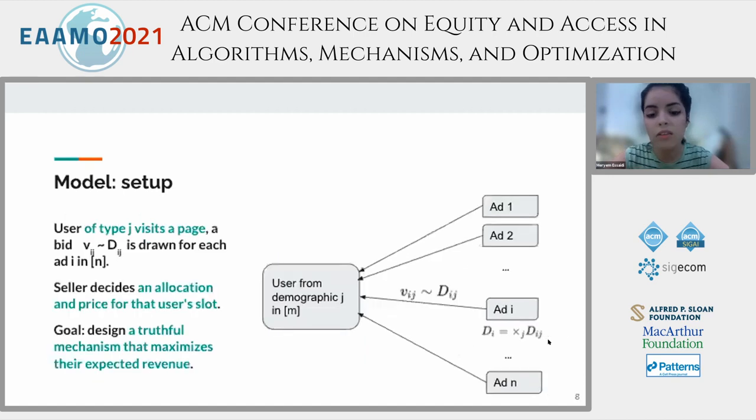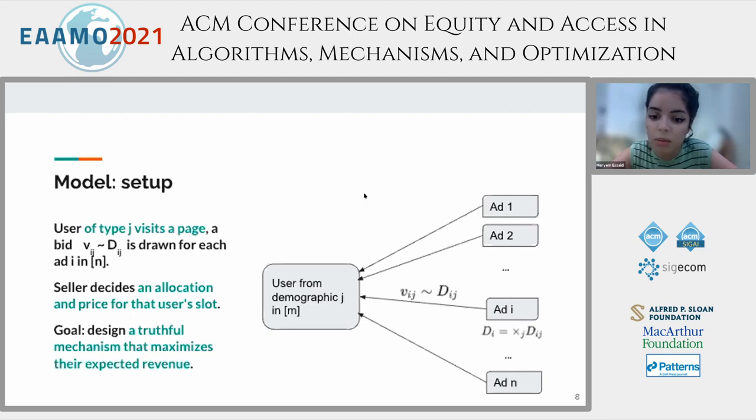Okay, so the way the auction works is that some user from some demographic J is going to visit some page. And when they visit that page, then we draw a value for each of these ads from their respective distributions. And so the seller is going to get n values, one from each advertiser type, one from each population of advertisers. So for demographic J, it's going to be like V1J, V2J, VijJ, all the way to VNJ.